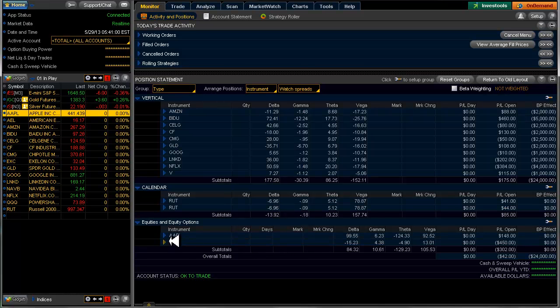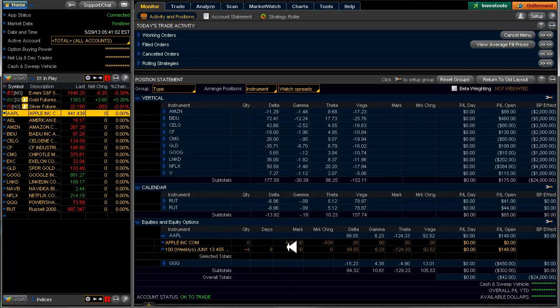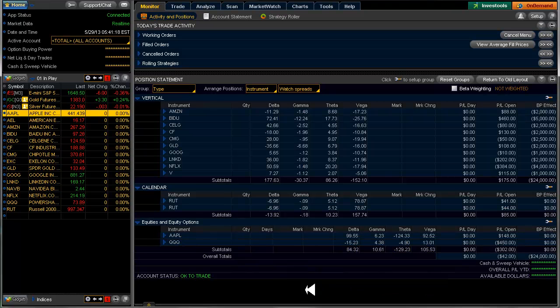That this particular option down here, the long that I have, which is currently worth $2.95, would have to be worth $7.69 just for me to break even. So I am going to take a huge hit on this particular trade.